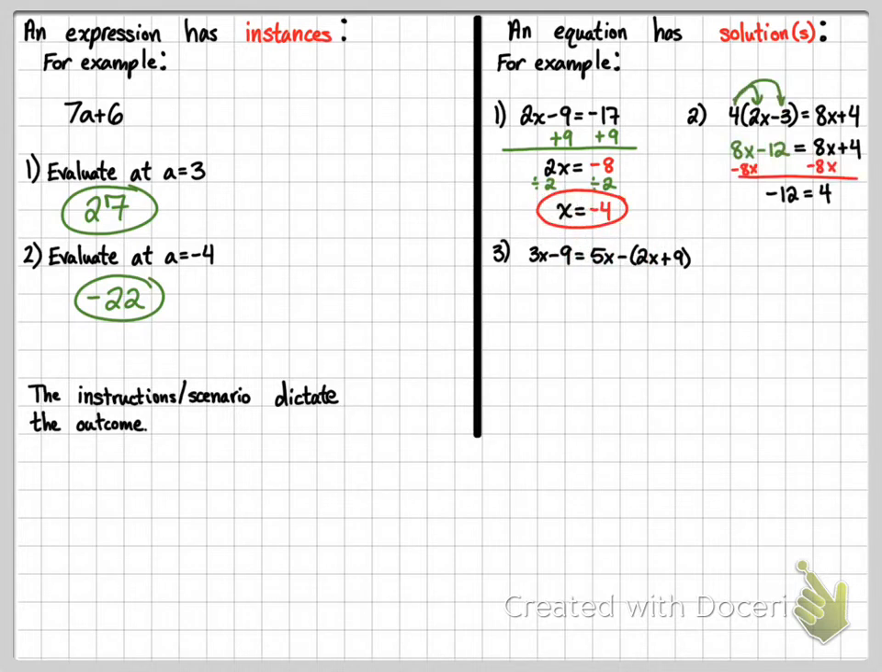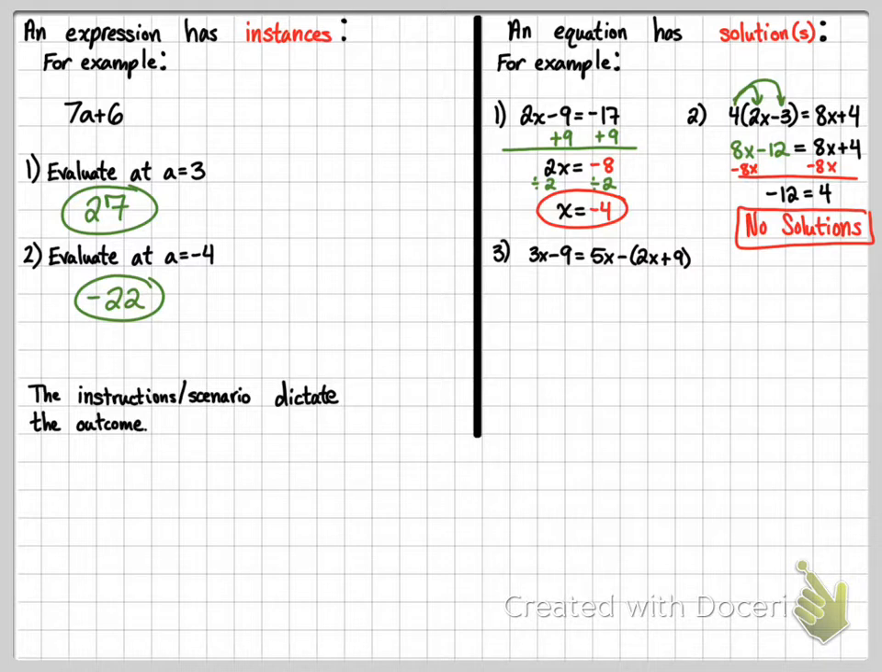For number 2, we're going to distribute that 4. So 4 times 2 is 8x. 4 times negative 3 is negative 12. Bring this down. We're going to subtract 8x from both sides. This cancels out and this cancels out, right? Because 8x minus 8x is 0 and 8x minus 8x is 0. So we're left with negative 12 equals 4. Now that is no solution because when the left-hand side does not equal the right-hand side and both of the variables cancel, it's no solution.